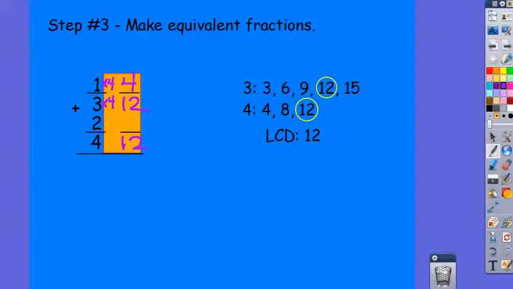And now I'm going to look at my second fraction. Well, I had 4, and I know that I need to have a denominator of 12, so I needed to multiply 4 times 3. And if I multiply my denominator by 3, I need to multiply my numerator by 3 as well. And that's 2 times 3, which is 6. Now I found my equivalent fractions, and these both now have like denominators.